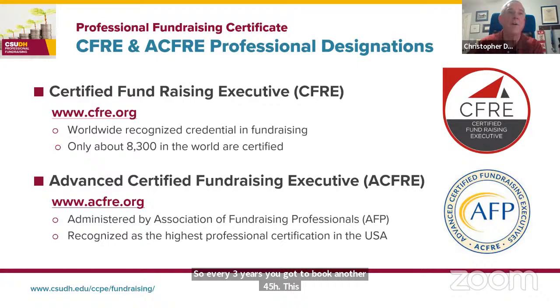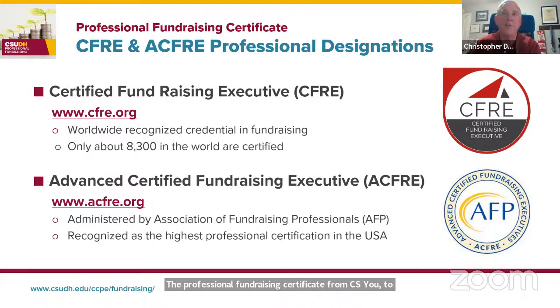The ACFRE is run by the AFP, or the Association of Fundraising Professionals, and is similar in scope to CFRE, but there are more requirements. It's geared towards senior level fundraising executives and those who are very career minded. The Professional Fundraising Certificate from CSU Dominguez Hills will really help you prepare for the CFRE or the Advanced Certified Fundraising Executive credentials, and it'll give you the hours you need for certification.